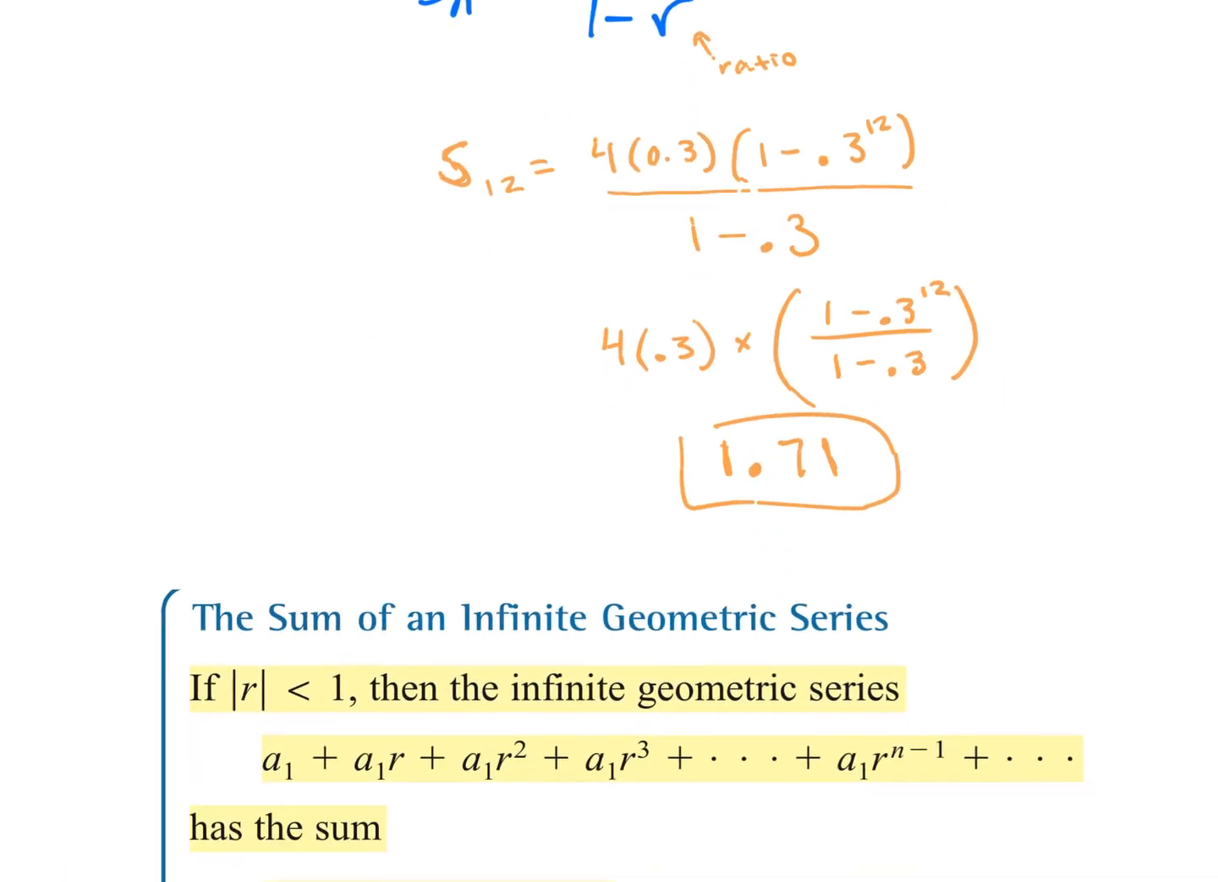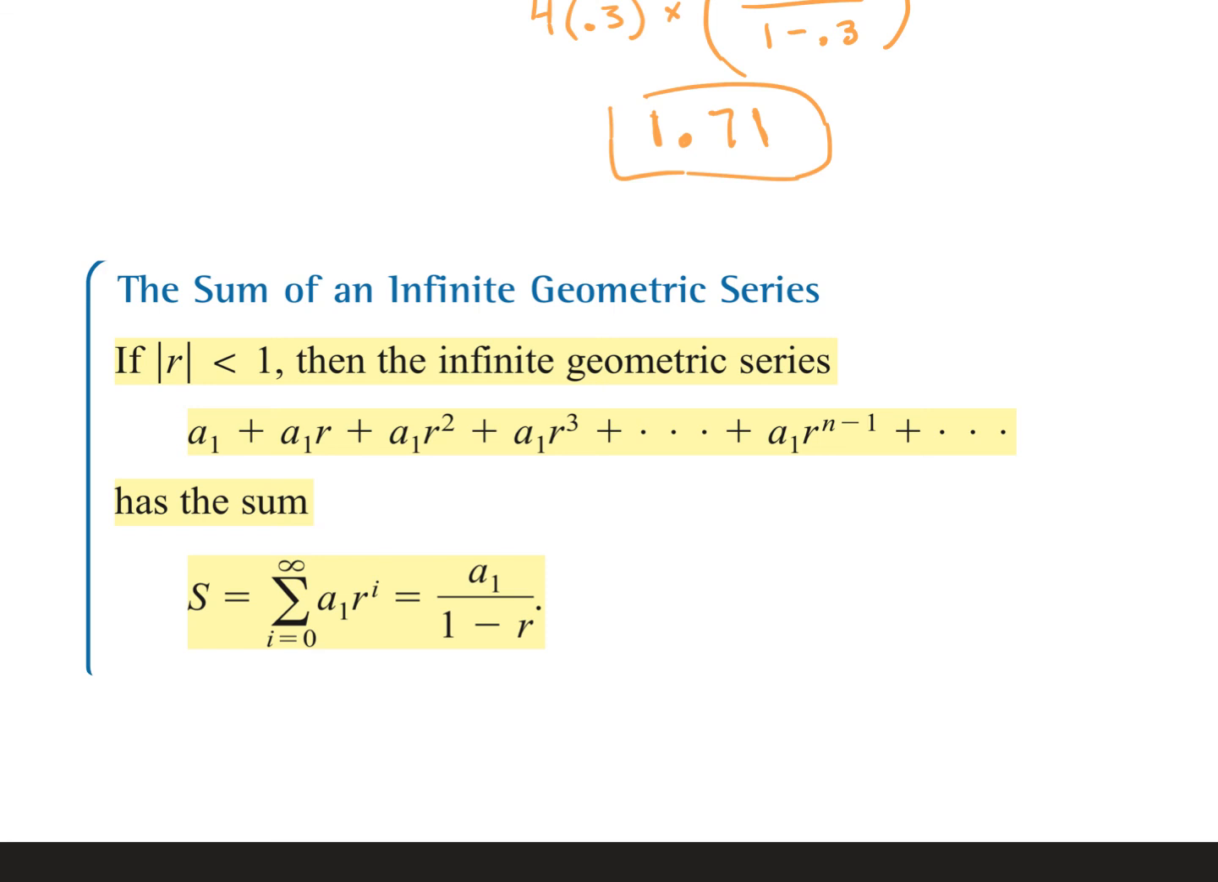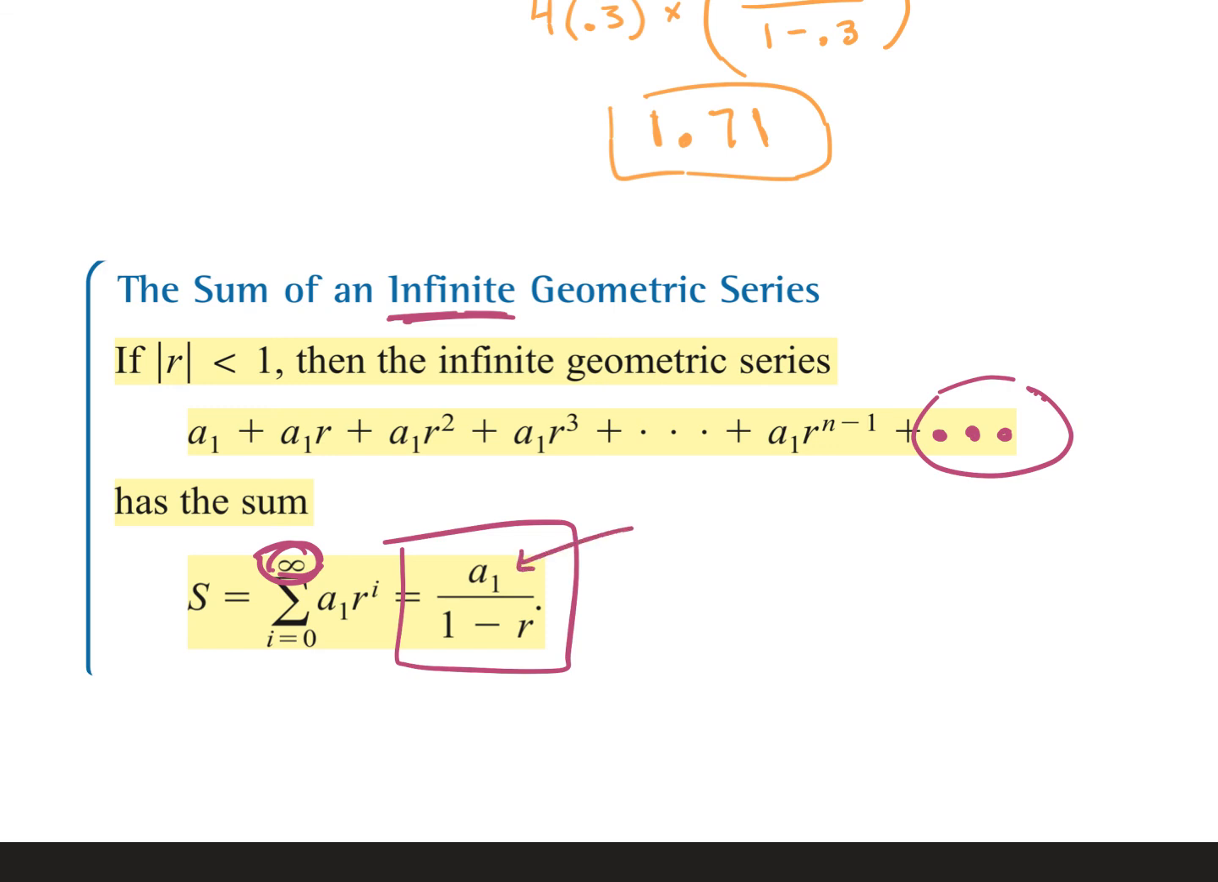So next we have the sum of an infinite geometric series. Infinite means that it never ends. We will see this infinity sign, or it'll give us a sequence with dot, dot, dot. That just means that it never ends. This is our formula to find the sum of an infinite geometric series. A sub 1 is our first term, not including the ratio. And then r is our ratio.